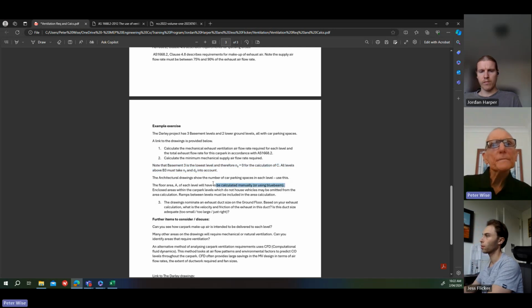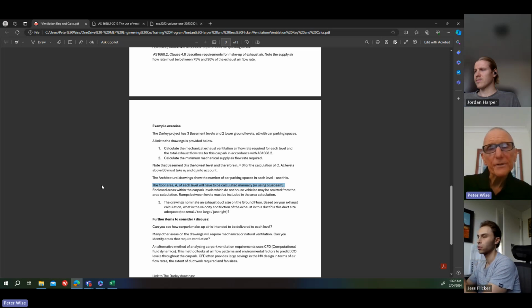The floor area, to do that, 2.5 times the area. I didn't notice on the drawing that the architect had put the floor area. But if they have, it might be a bit confusing. So you'll need to calculate that manually. And as I said, if you've got enclosures like storerooms or switch rooms, don't include those because the car park ventilation system is not designed to ventilate those areas.